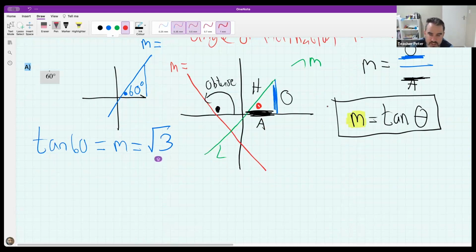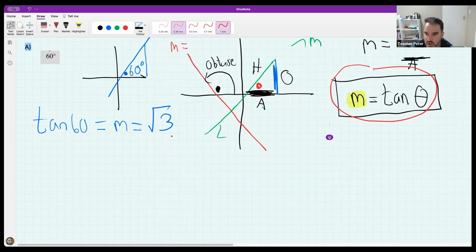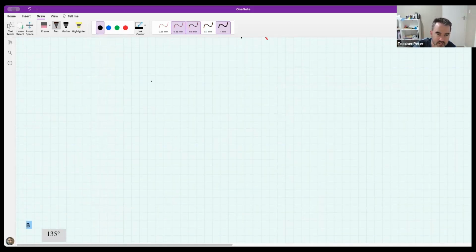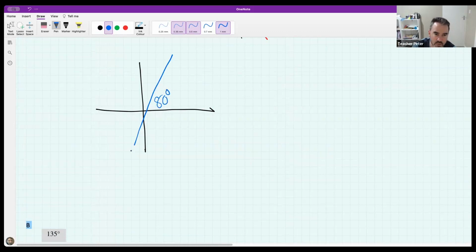So going forward today, we are going to be using this formula in lots of drawings. And so let's just do that because it's really not too bad. So here, let me give you another one. I'm going to make up my own question. This one, the angle of inclination is going to be 80 degrees. I want to know what is the gradient of that straight line.